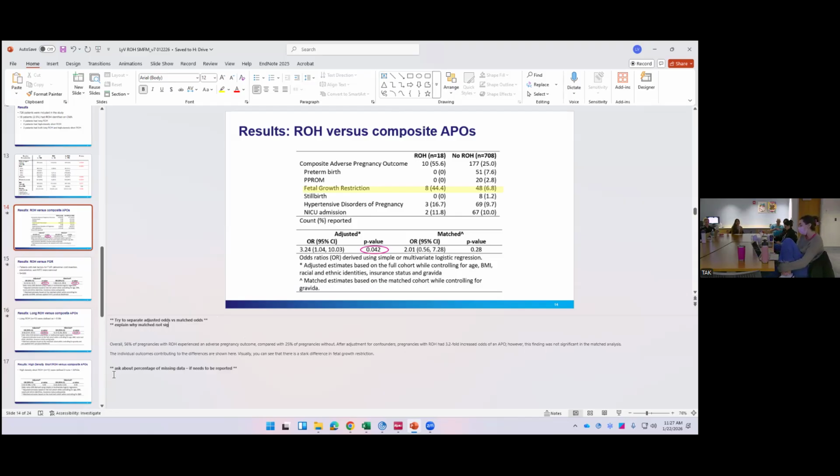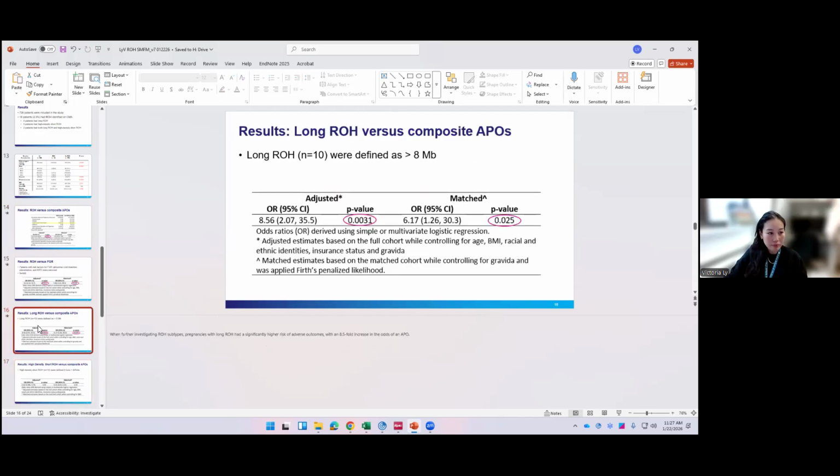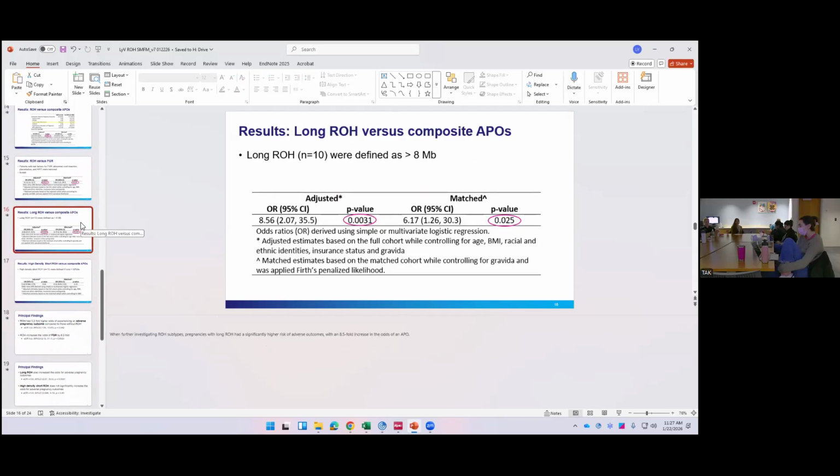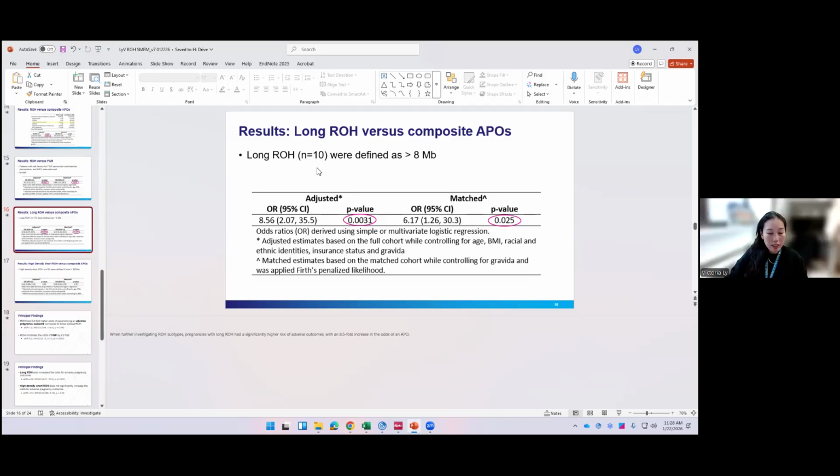Okay, keep going. And the other thing, throughout the results, if there's anything that you can display graphically, like a bar graph of percent by no ROH, long ROH, you know what I mean? Was that like a stepwise comparison that you did? Yes, but because the N of long ROH is only 10, the non-ROH is going to be like the 700 minus 10.